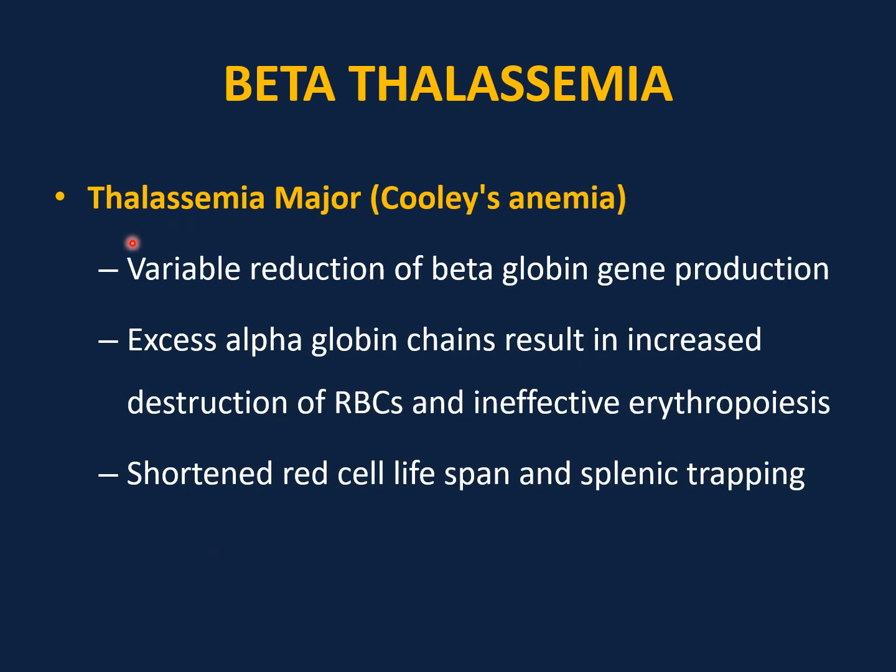Let's verbalize how thalassemia major develops. It is because of variable reduction of beta globin gene production and the excess alpha globin, which forms alpha globin tetramers. This will increase the destruction of red cells and ineffective erythropoiesis, and this will shorten the lifespan of red blood cells, with splenic trapping and eventually destruction or hemolysis.